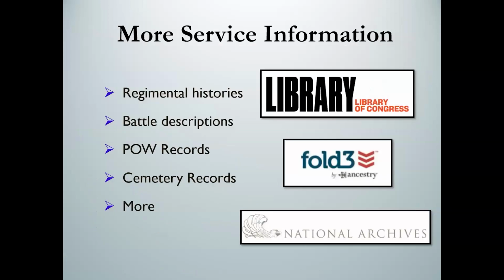Now, again, we're building a picture of what they went through, what life was like in the Civil War. And to do that, we're going to look at where to get regimental histories, battle descriptions, POW records, cemetery records, as well as more information. And you can tell Library of Congress, Fold 3, and the National Archives are excellent resources. In fact, Fold 3, a lot of what they have, they got from the National Archives.